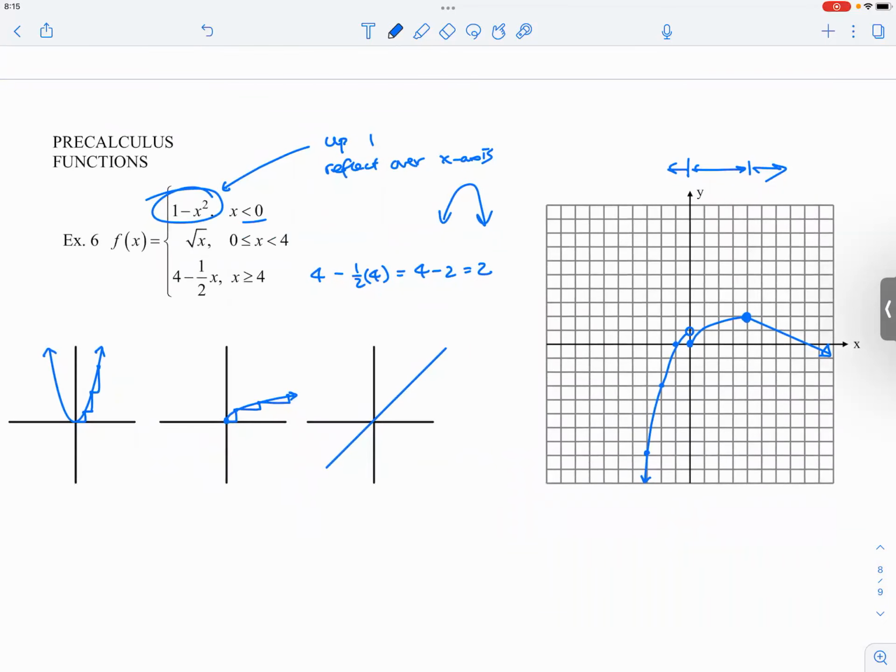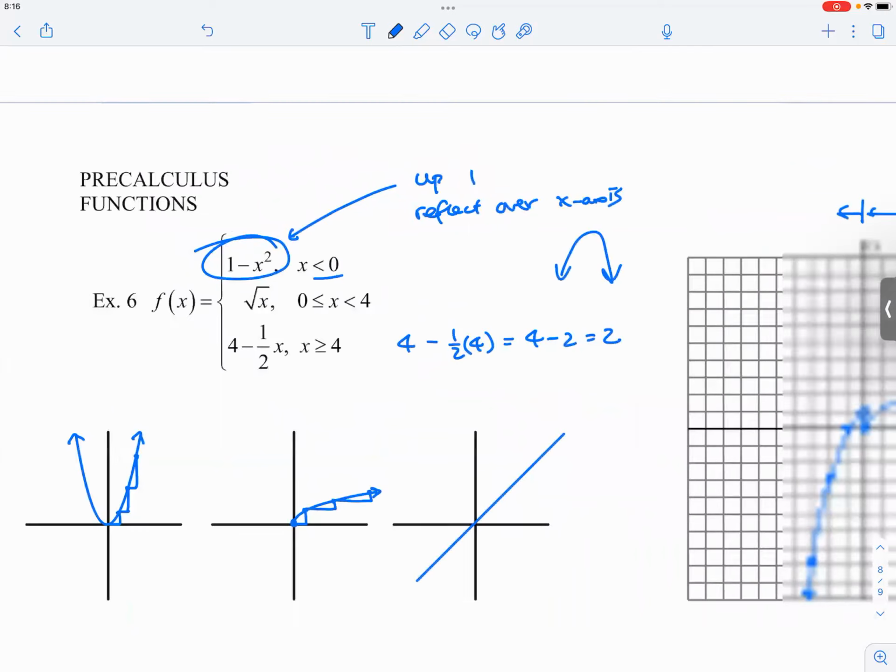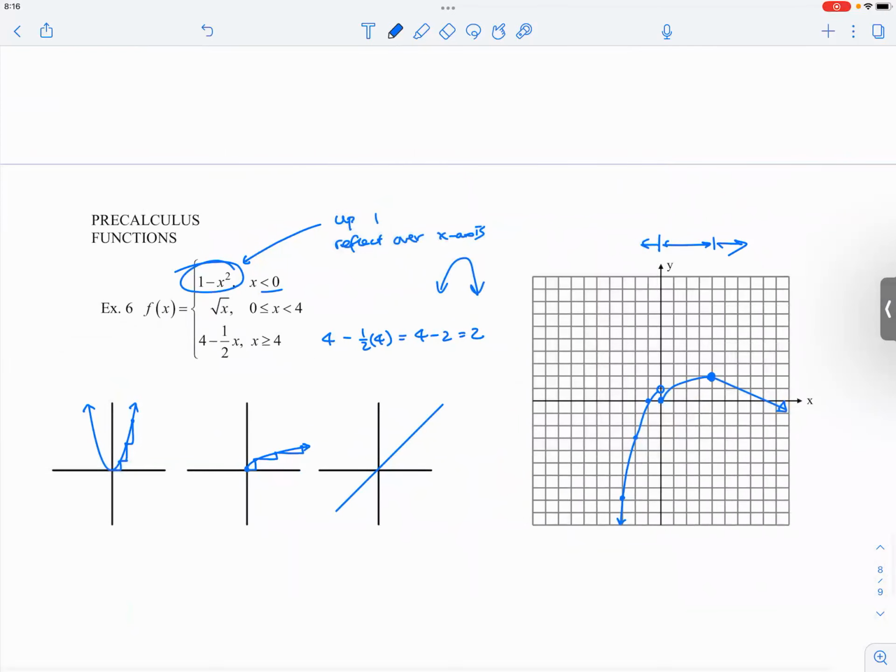So again, the way you would get yourself ready, just make sure you know these basic graphs: square, square root, linear function. Make sure that you know how to use open circle and closed circle to represent the endpoints.